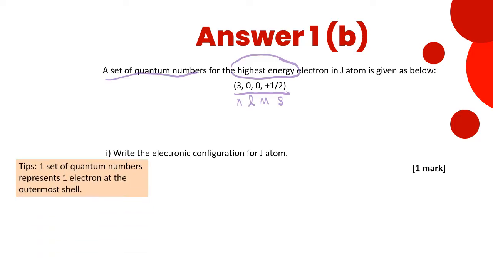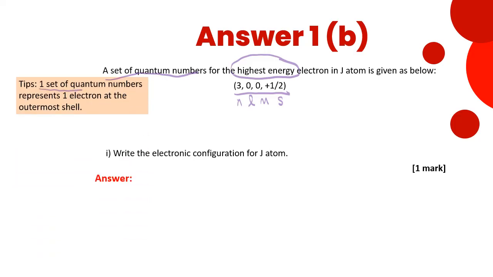Now, remember, one set of quantum numbers made up of n, l, m, s actually represents one electron in the atom. And this electron is actually at the outermost shell because it has the highest energy.